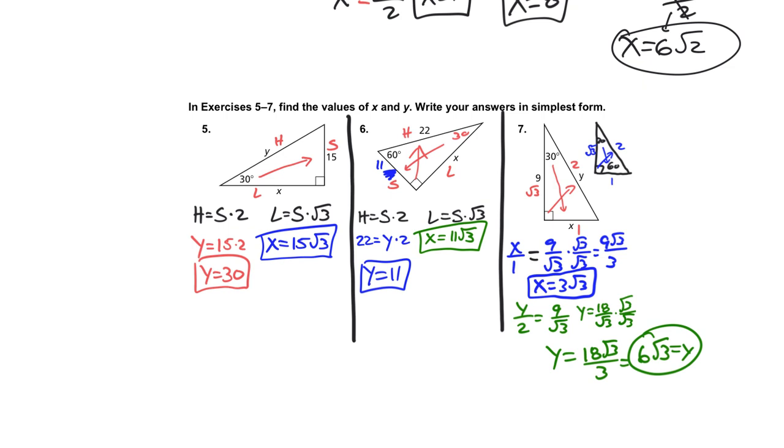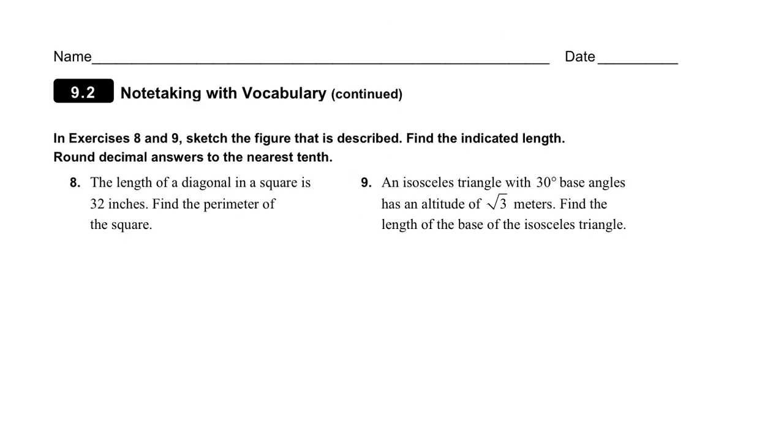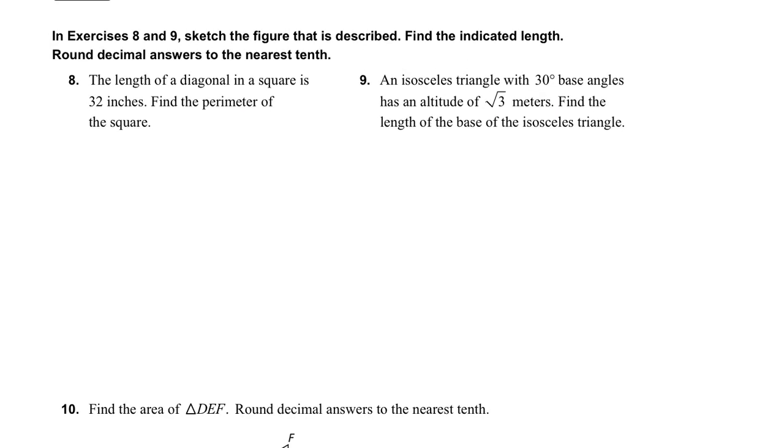All right, a couple of the other problems going forward. Next page. All right, in these exercises, we should sketch a figure and then find the indicated measure round to the nearest tenth. So it says the length of a diagonal of a square is 32 inches. Find the perimeter of the square. So here is my square. The length of the diagonal is 32 inches.